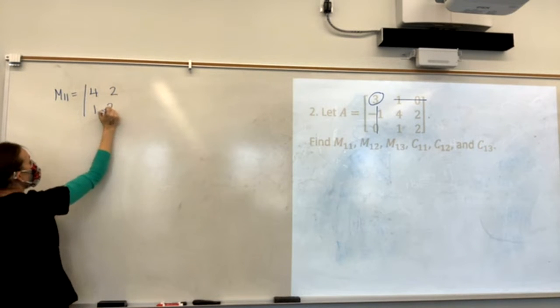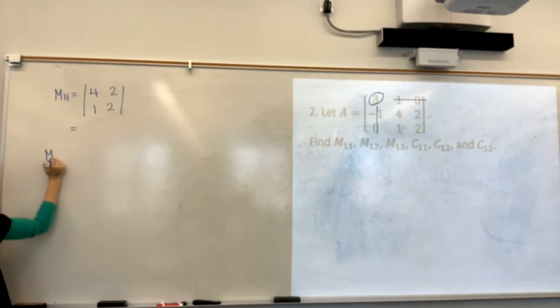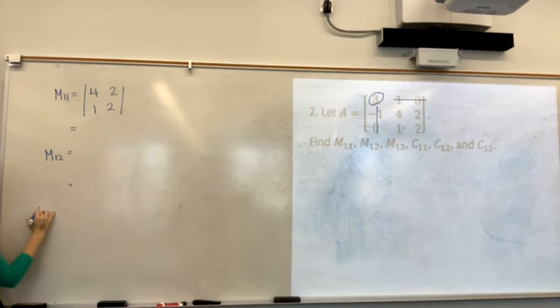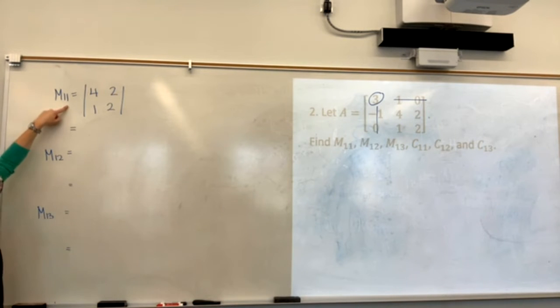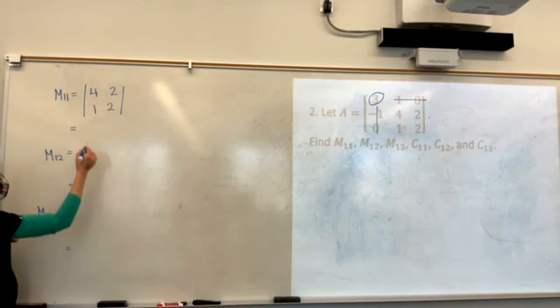4, 2, 1, 2. Okay. All right, so M11, when I take this determinant, what do I get? 6. I get 8 minus 2. Okay, so I get 6.